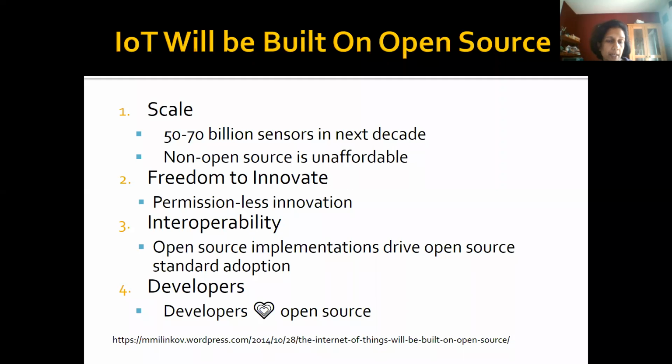And finally, the fourth and final reason given why it will be the case that the IoT will be built on open source comes down to developers. So developers are completely vital to scaling up the Internet of Things, and developers love open source, and developers need to be empowered. So open source empowers and attracts them, so it's just not going to happen without them. So it's not going to happen without open source.